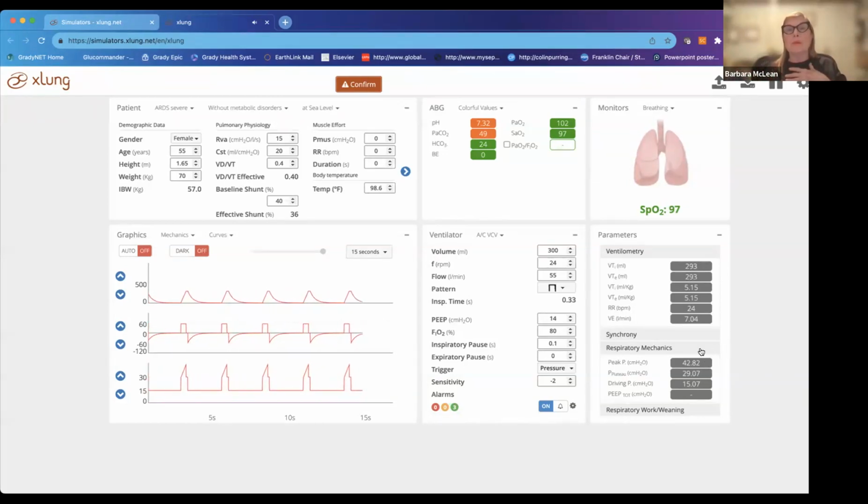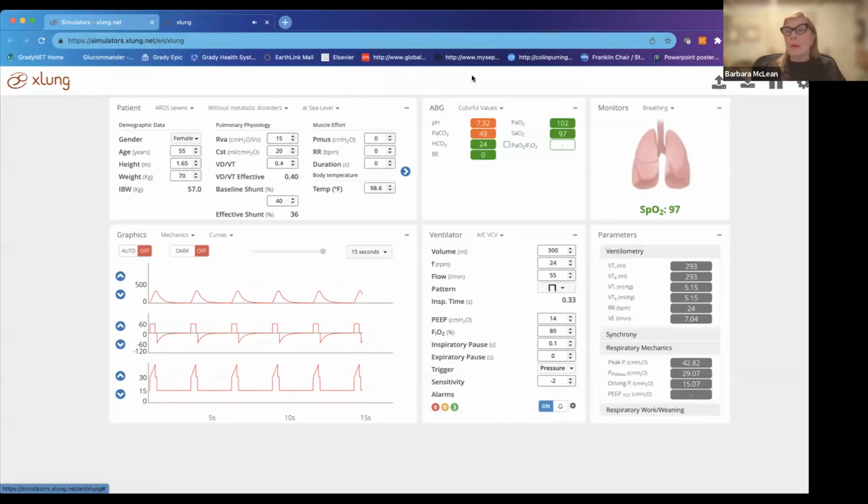even though that wouldn't be happening. We have to press the inspiratory hold button. Okay, well, what I'm seeing here is that his peak pressure is 42, but that's 42 minus the PEEP of 14. His plateau pressure is 29, but that's 29 minus the PEEP of 14.